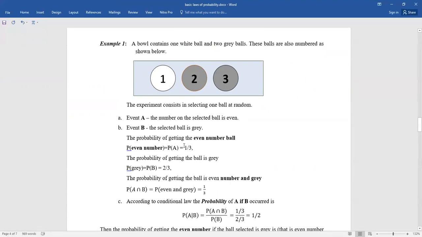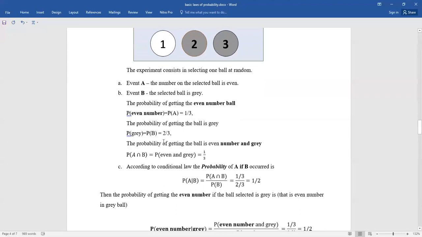So 1 over 3. So the probability of an even number ball is 1 over 3. Similarly, the probability of getting the gray ball. There is no number, no condition. So, gray ball: how many gray balls are there out of 3 balls? 2 gray balls, 2 out of 3. So 2 over 3. So the probability of B, the event of a gray ball, is 2 over 3. Remember, there is no condition.